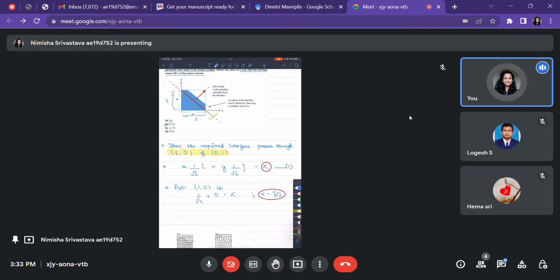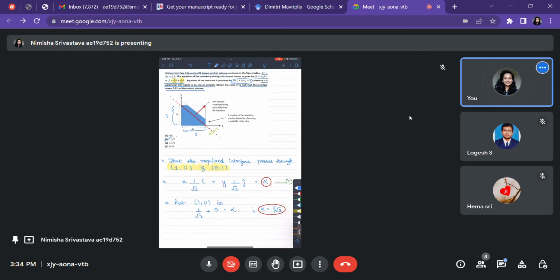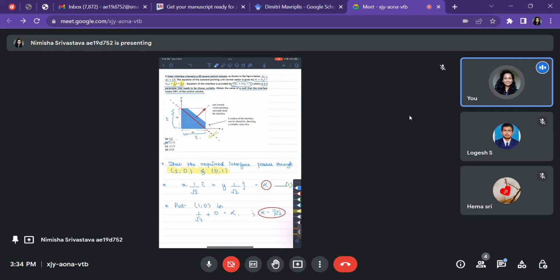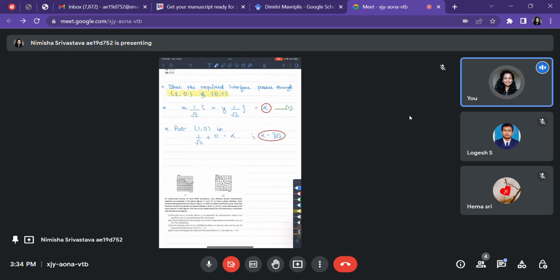Which option matches? Option B. Tick. So this is something that you can easily do by just observing your interface, and geometrically you can come upon a conclusion such as this. Right. So then we move on to the next question.